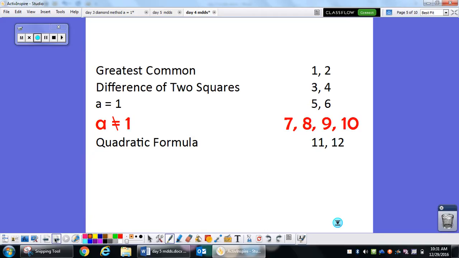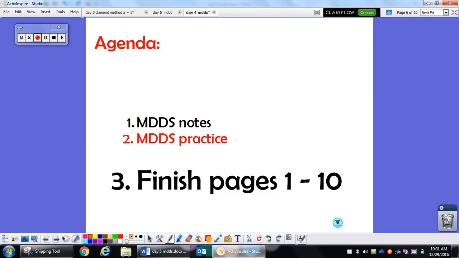This is pages 7, 8, 9, and 10 in your packet. You should technically already have pages 1 through 6 done. Remember, at the end of the unit, your packet needs to be completed, correct, and turned in. So today we'll do notes, practice, and then you should have time to finish pages 1 through 10.